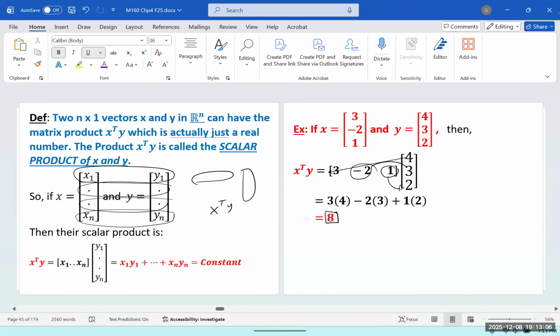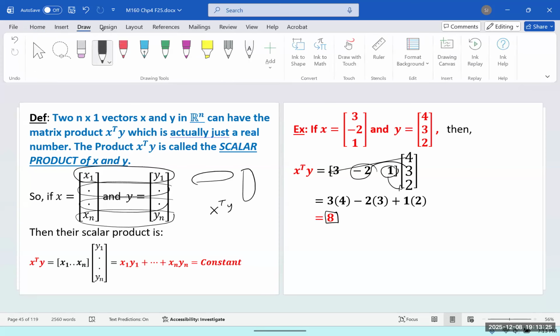And we did this example. We have x vector and y vector. X is 3, -2, 1, and y is 4, 3, 2. So when you multiply, one vector becomes a row and the other becomes a column. So you do row by column multiplication.